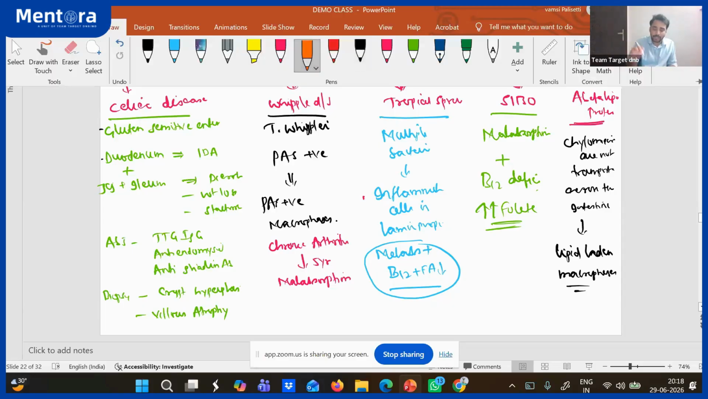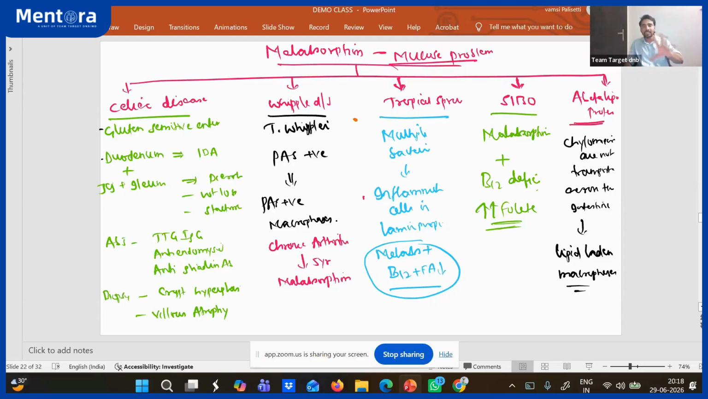So what is this thing, malabsorption actually? Malabsorption can happen because of anything, but if the problem is in the intestinal mucosa, that's called mucosal problems. Five diseases are very important: celiac disease, Whipple disease, tropical sprue, SIBO and abetalipoproteinemia.